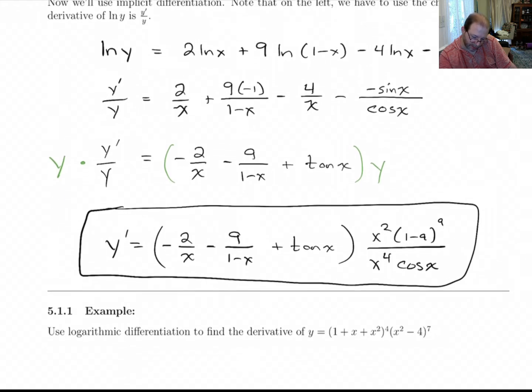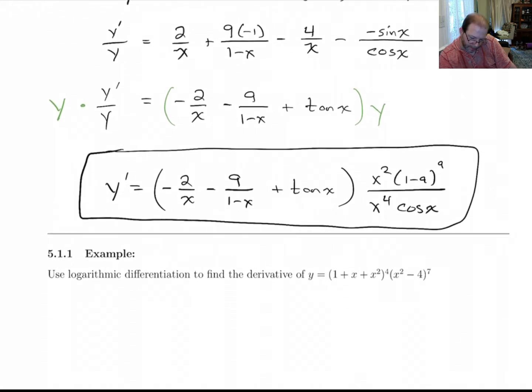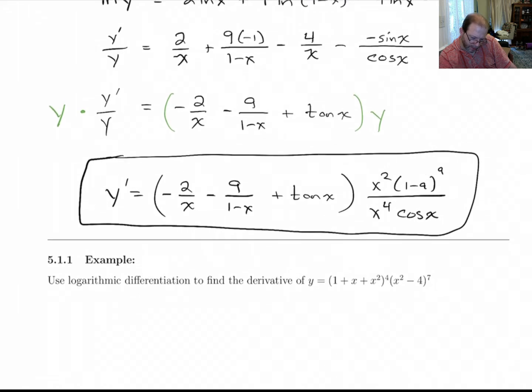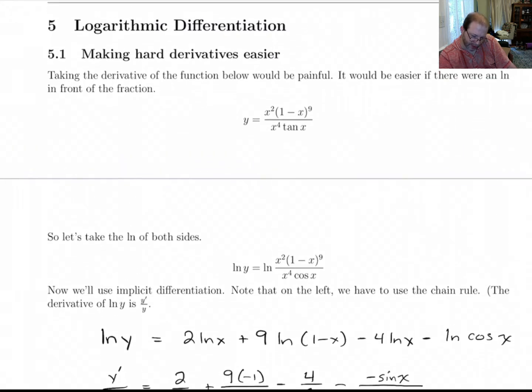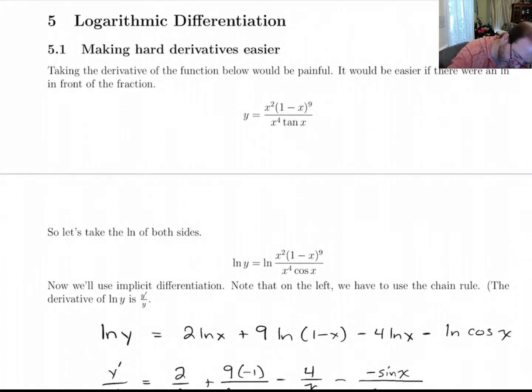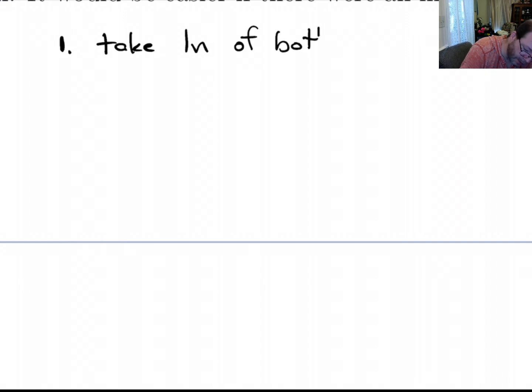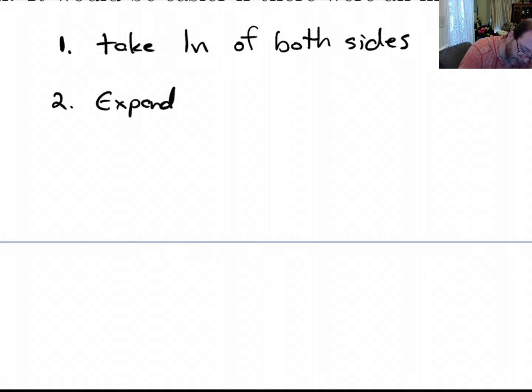All right, let's do a few examples. Maybe it's worth writing the directions out here. So for logarithmic differentiation, I'm going to write the steps over here. First, take ln of both sides. Two, expand the logs. So expand the ln's on the complicated side.